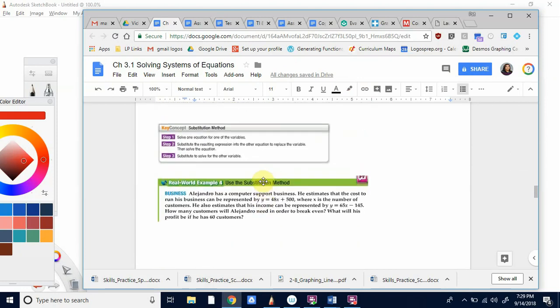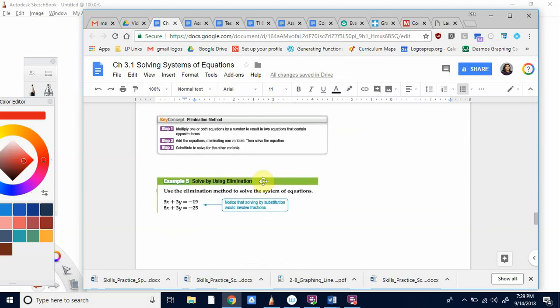So the method for doing this elimination, you can go by their steps. First, we multiply one or both of the equations. This sounds confusing, but until you actually do it, it's not hard. And two, the equations contain opposite terms. Add the equations, which will eliminate one variable, then solve the equation, and then substitute it back in. So let's look at example 5.